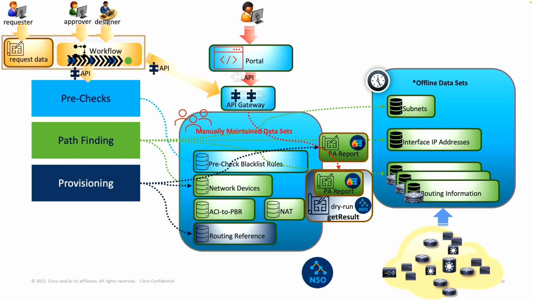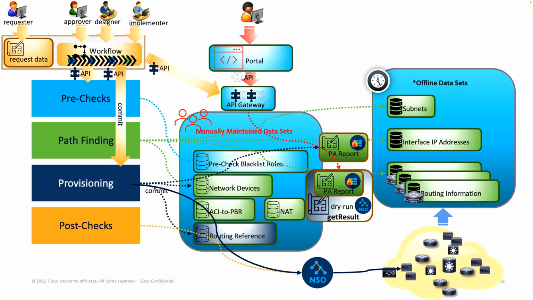The designer approves it, and the implementer will interact with our system again through the APIs, now with the provisioning to commit the changes. And after applying the post checks, our process will be done.